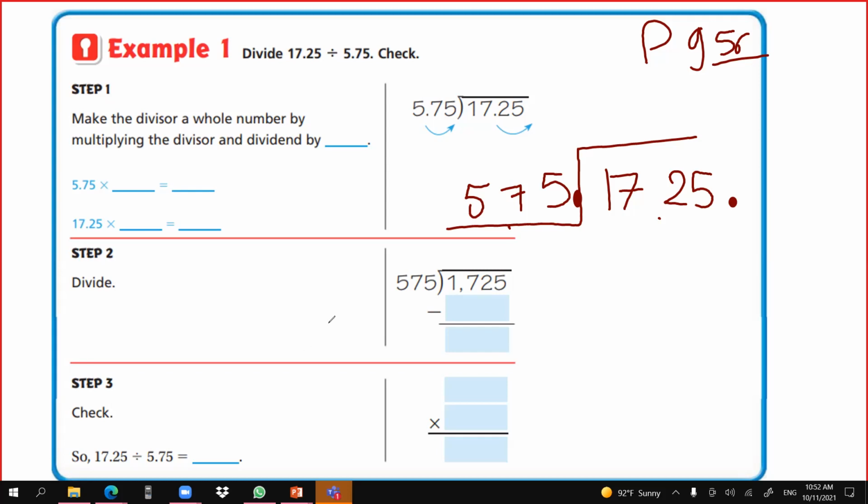Remember the compatible numbers. If you write this one as 600, estimate this one, it will be 18,000. 18,000 divided by 600. Do you remember the compatible numbers? Then we talked about it in the first lesson. I think we have to take 172 and divide it by 575. No, we cannot divide 172 by 575. It's less than.